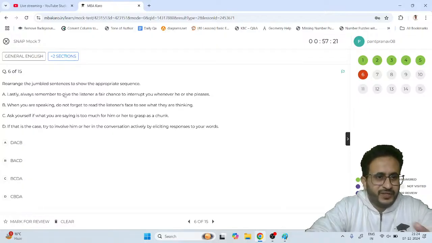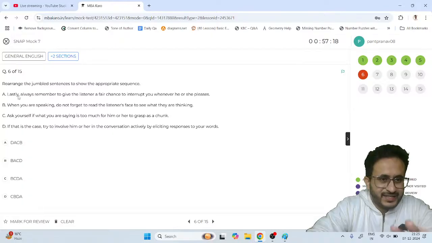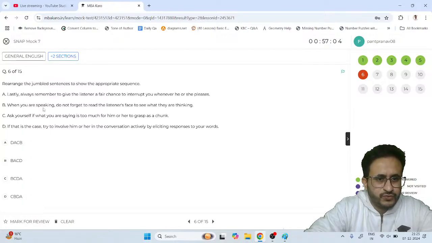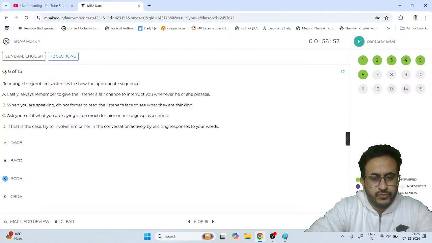Rearrange in appropriate sequence. Now, if you look at it, lastly would usually come at the end. So I will check these two options, B, C, D, A and C, B, D, A. When you are speaking, do not forget to read the listener's face to see what they are thinking. Ask yourself if what you are saying is too much for him or her to grasp. So I think B, C will make the starting two sentences. If that is the case, ask yourself, is it too much for a person, then that is talking about the case. Try to involve him or her in conversation, and lastly will appropriately fit as the last sentence, so it will be B, C, D, A.